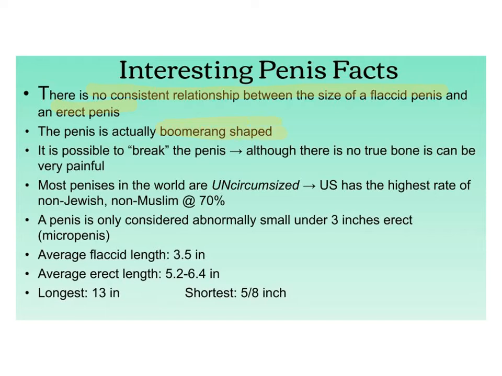This is one of my favorite facts, is the fact that the penis is actually boomerang shaped. I'm going to show you that in a visual, in a diagram to show you what I mean by that. But if you think about it, this should make sense. Part of the penis has to be internal. If it wasn't, when a male got erect, it would just kind of flop around all over the place. It has to have something to root into.